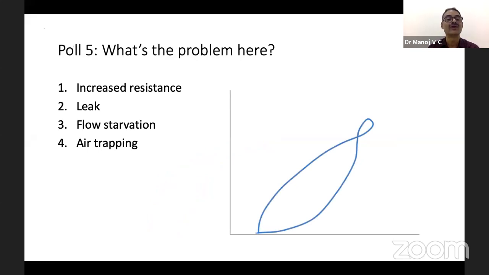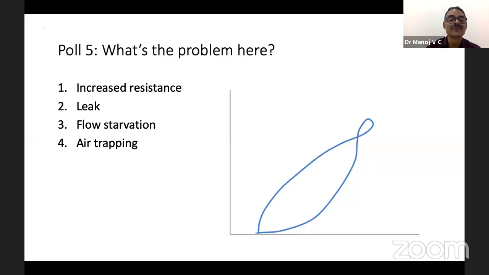So now let's have the next poll. What is the problem here? Is it increased resistance, leak, flow starvation, or air trapping? It's a slightly tricky one. If you follow the basics, you get it. Okay, narrow majority.